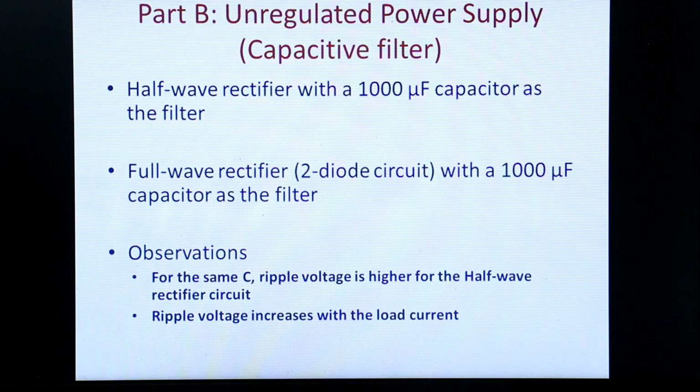Now we made two major observations. One observation was that for the same value of the capacitor, the ripple voltage was higher for the half-wave rectifier circuit compared to the full-wave rectifier. That's one major observation we made. The second observation was that whether it was a half-wave rectifier or full-wave rectifier, the ripple voltage increased with the load current. So these were the two major observations from part B.